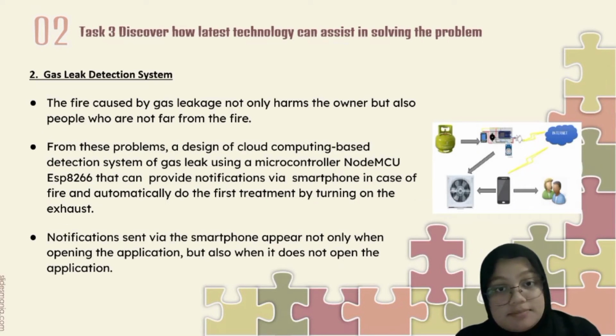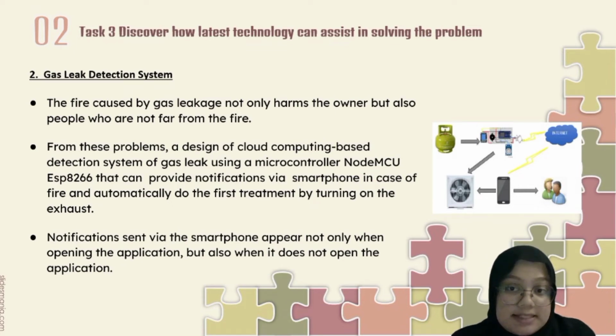The next technology is the gas leak detection system. The fire caused by gas leakage not only harms the owner but also people who are not far from the fire. From this problem, a cloud computing-based gas leak detection system was designed using a microcontroller, Node MCU ESP8266, that can provide notification via smartphone in case of fire and automatically do the first treatment by turning on the exhaust. Notifications sent via the smartphone appear not only when opening the application but also when the application is not open.